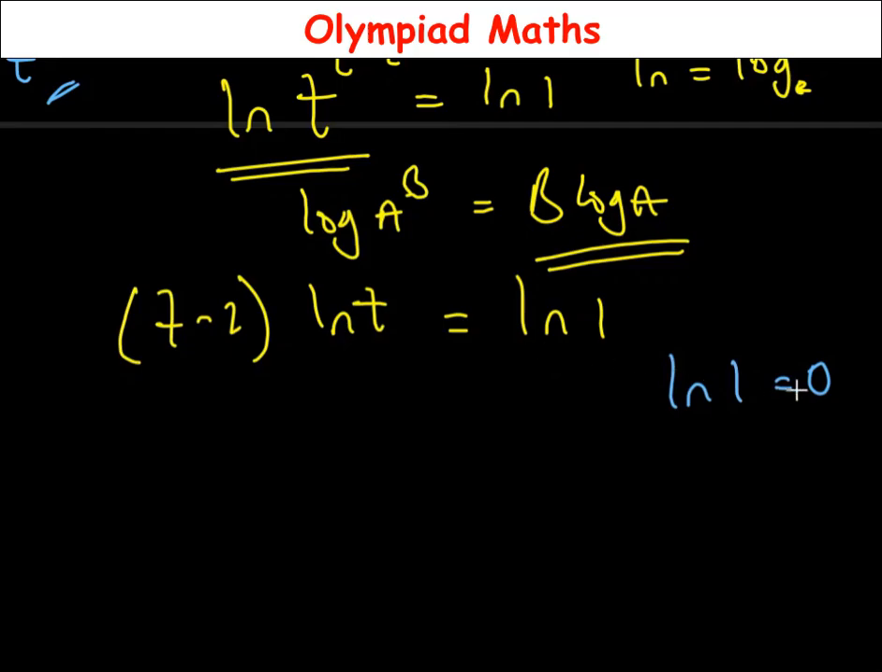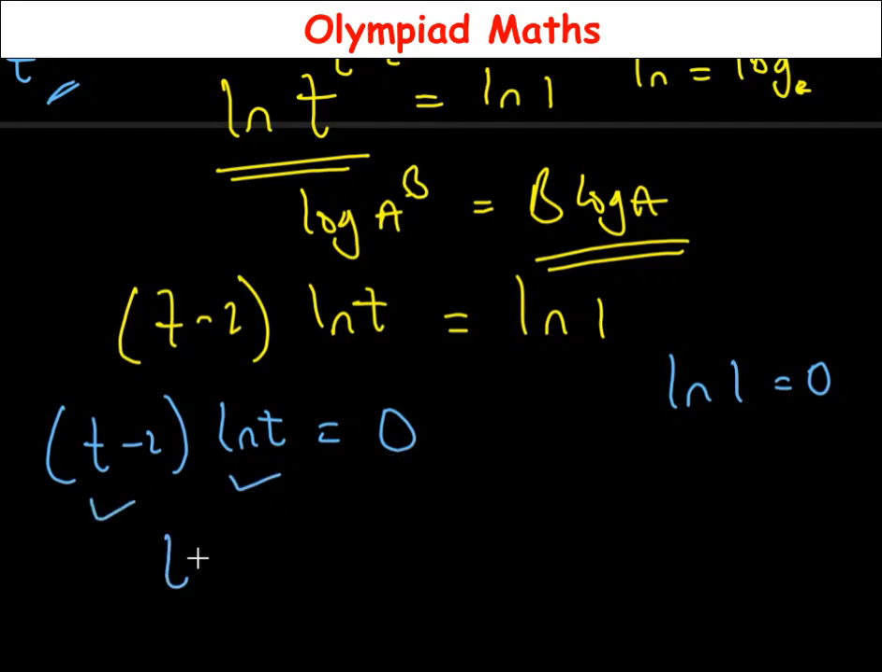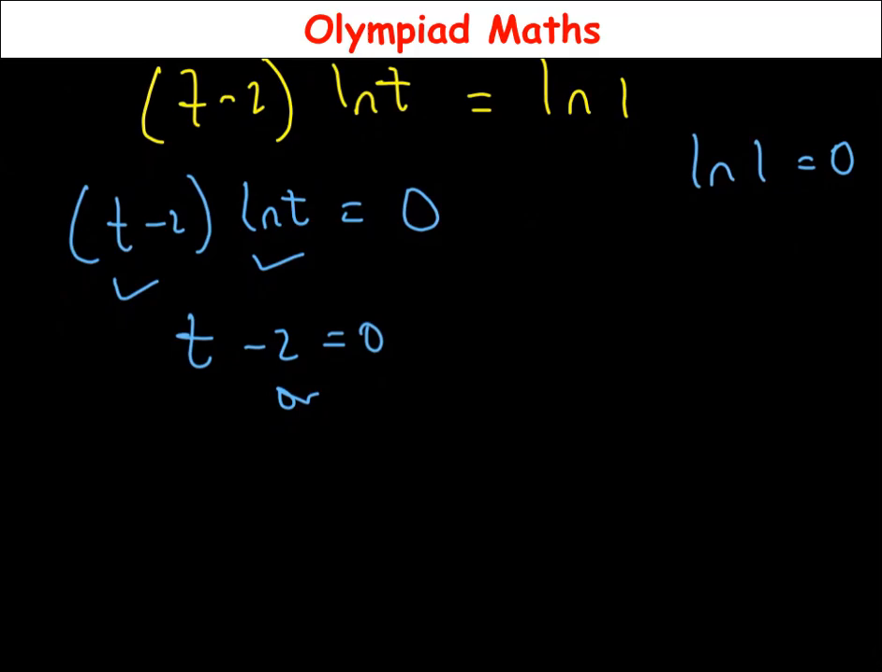And from here, the value of ln 1 is equal to 0. So inputting ln 1 as 0, we have, in bracket, t minus 2 multiplied by ln t is equal to 0. At this junction, we can equate t minus 2 to 0, or ln t to 0. So t minus 2 is equal to 0, or ln t is equal to 0. From here, t is equal to 2, and this is the first value of t. And by inspection, we all agree that yes, the value of t is equal to 2, seeing the equation the first time.